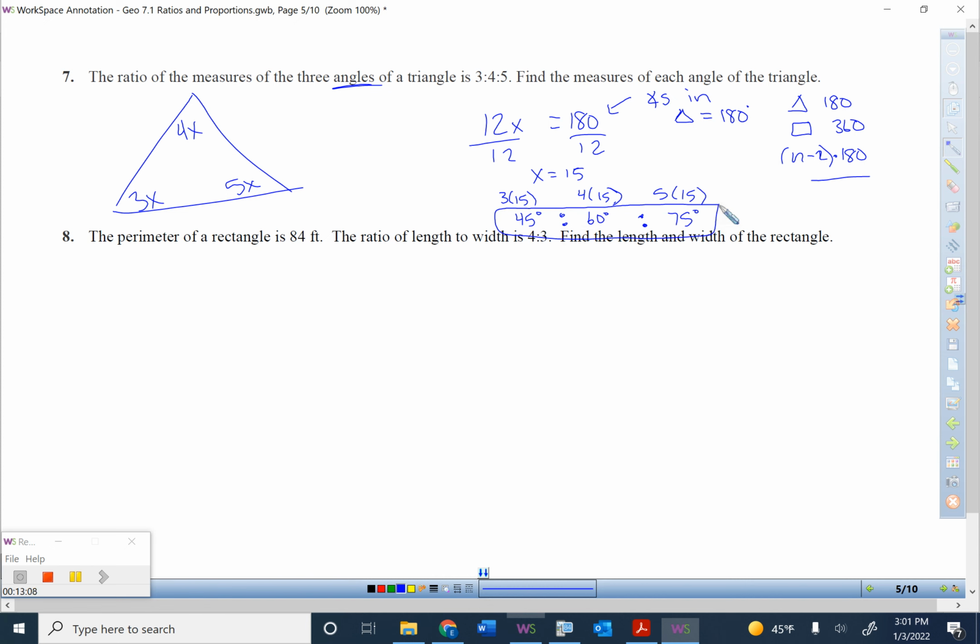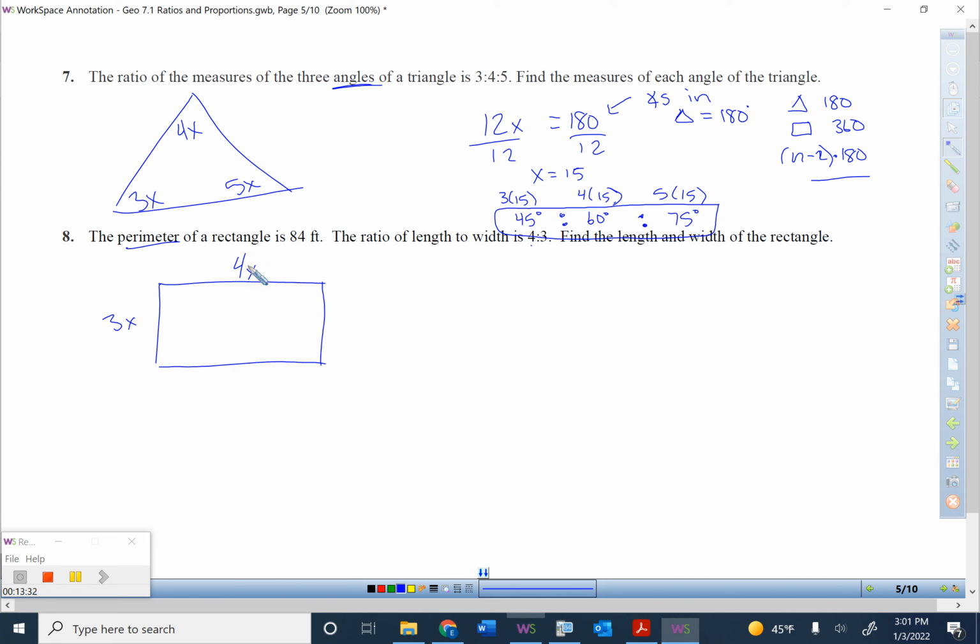Alright, next up it says the perimeter of a rectangle. So it's changing the shape on us. We're going to draw a rectangle out. But it says perimeter, so that means we're outside again. It says the perimeter is going to equal 84 feet, and the ratio of the length to width is 4 to 3. So length is 4, width is 3. Throw in an X on both of these.